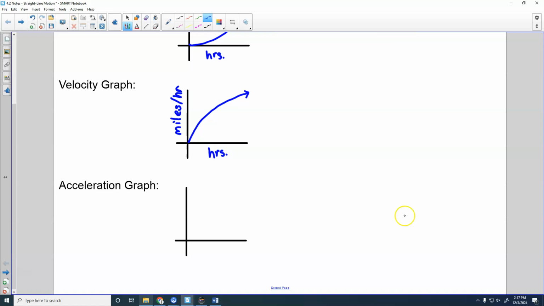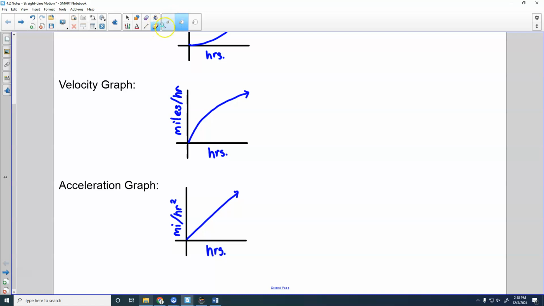Now, the acceleration of this, what would our units here be? Miles per hour squared, right? And this is where you might see it turn into more of a straight line. It depends a little. I'm not as certain about that one. Definitely you're increasing here, so it's definitely positive. Actually, no.